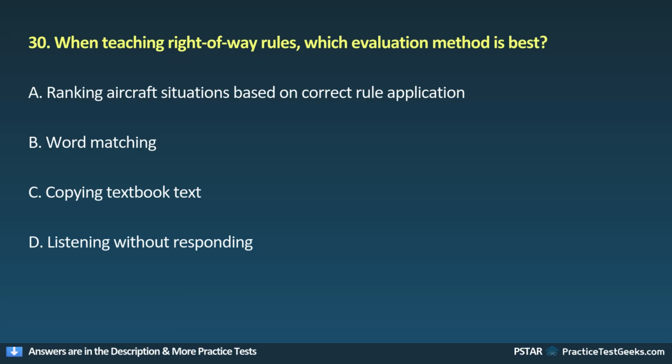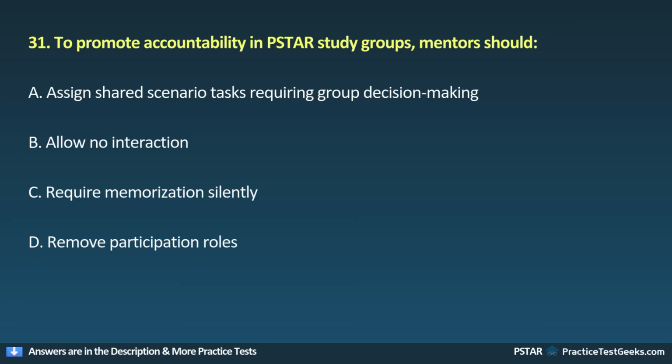30. When teaching right-of-way rules, which evaluation method is best? A. Ranking aircraft situations based on correct rule application. B. Word matching. C. Copying textbook text. D. Listening without responding.